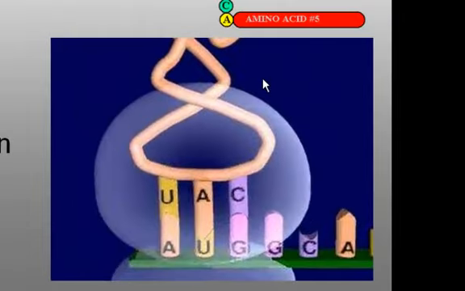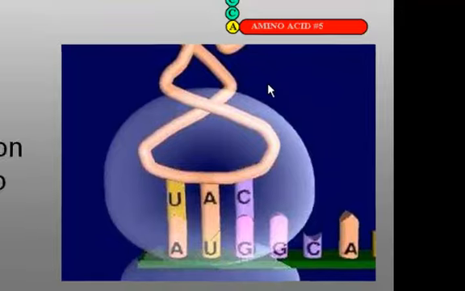And there's just another version of showing what's happening there at the bottom. You have the U pairing with the A pairing with the U, the C pairing with the G.